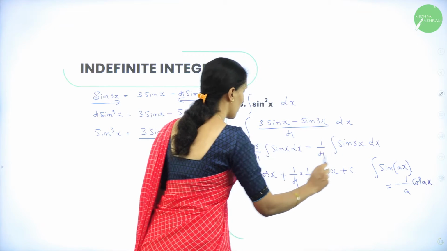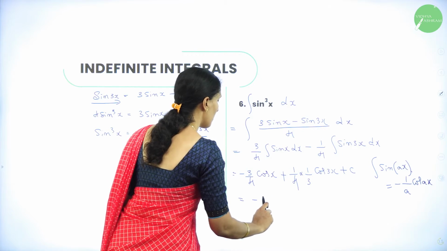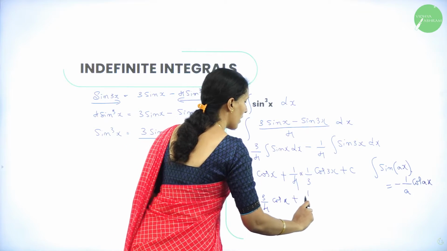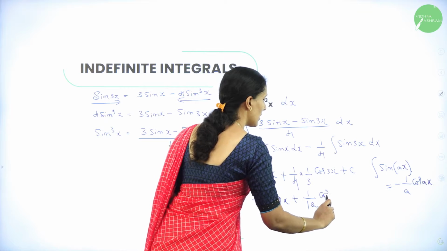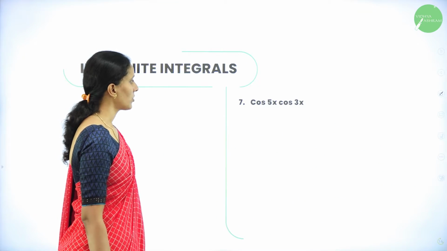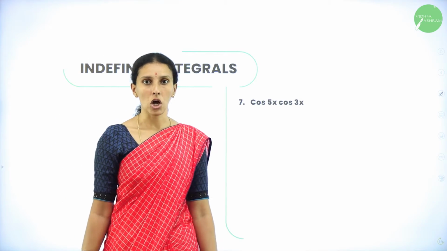So plus c. So therefore I can write this as minus 3 by 4 cos x plus 1 by 12 cos 3x plus c. Next question, cos 5x cos 3x.